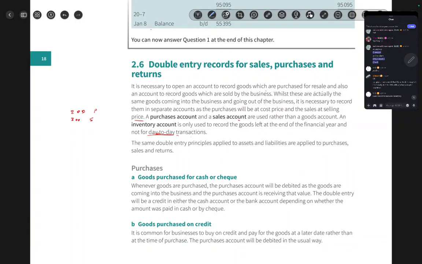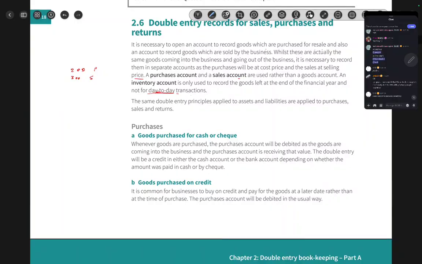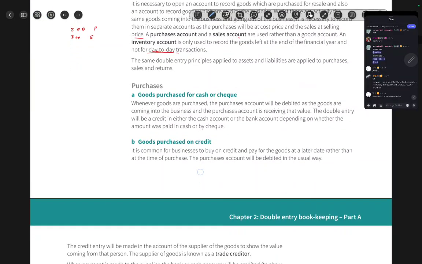The same double entry applied to assets and liabilities is also applied to purchases and sales, which makes everything easier for us. Goods purchased for cash or check: whenever you purchase something, the purchase account will be debited as goods coming into the business. Purchases is receiving that value, right?